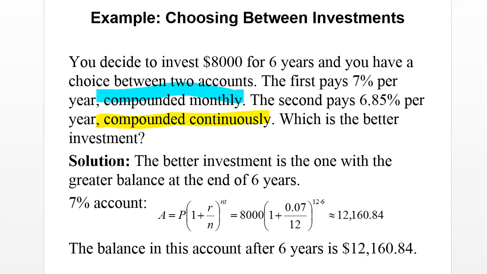Alright, so we've got two accounts. We're going to put $8,000 in there, and we're going to pay either 7% compounded monthly, so 12 times per year, or 6.85% compounded continuously, all the time. Alright, so there's the first one.